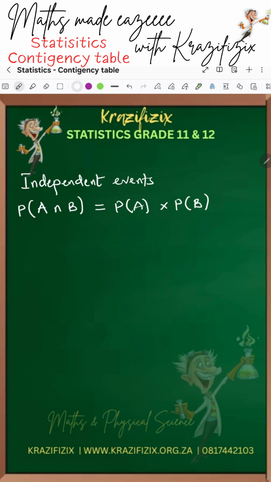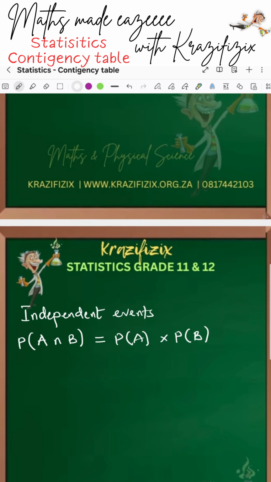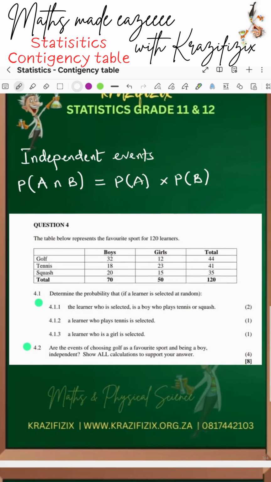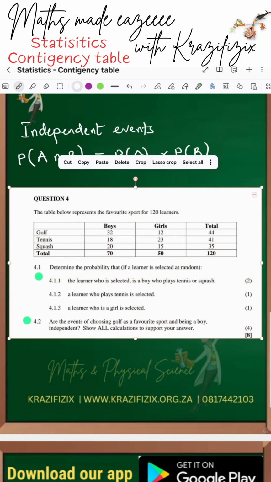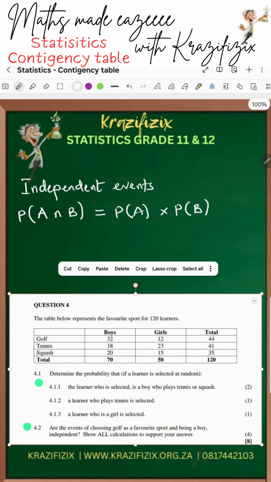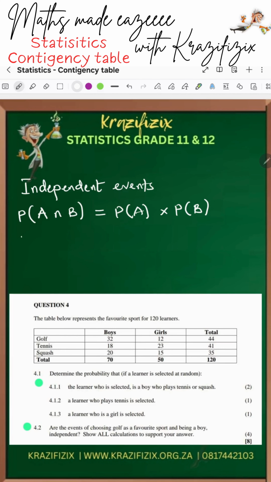So let's go back to the question. Let's see if we can still get that question. Beautiful. So we have it here. We're just going to use this as a guide. Now, probability of choosing golf and being a boy. What is that probability? How many boys play golf? 32 of them. Beautiful. So this is 32 out of 120.